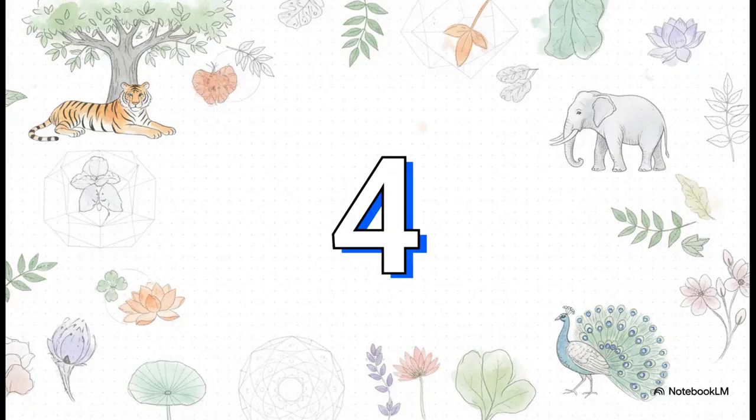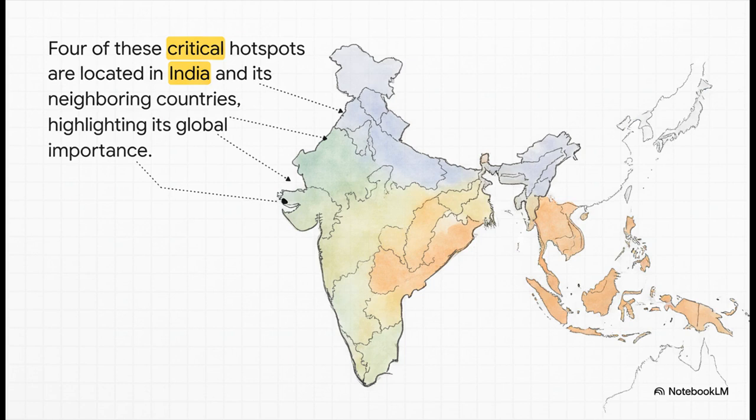So out of those 34 critical regions on the entire globe, how many are found right in India and its immediate neighbors? The answer is this many. Four of the planet's 34 hotspots. You've got the Western Ghats, the Himalayas, the Indo-Burma region, and Sundaland. This really brings our story full circle and shows why a country like India is so important, not just for its own heritage, but for the biodiversity of the entire world.